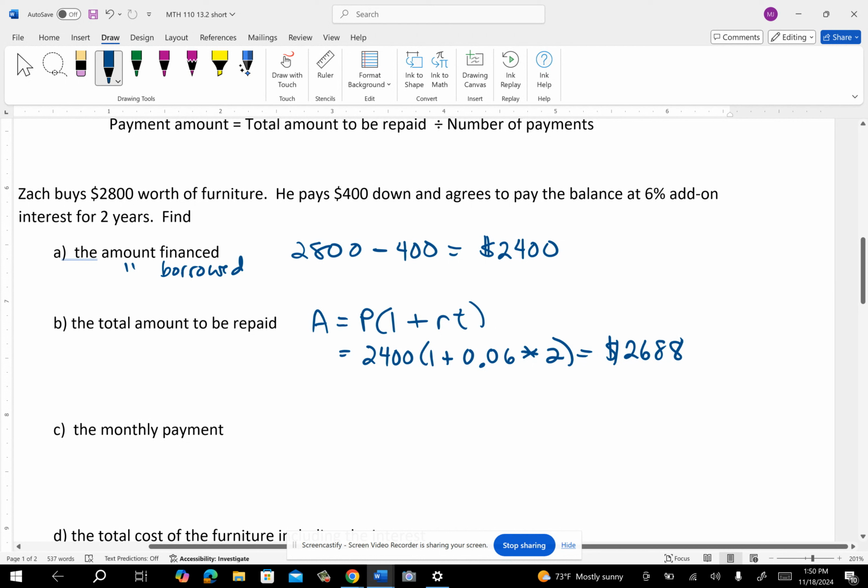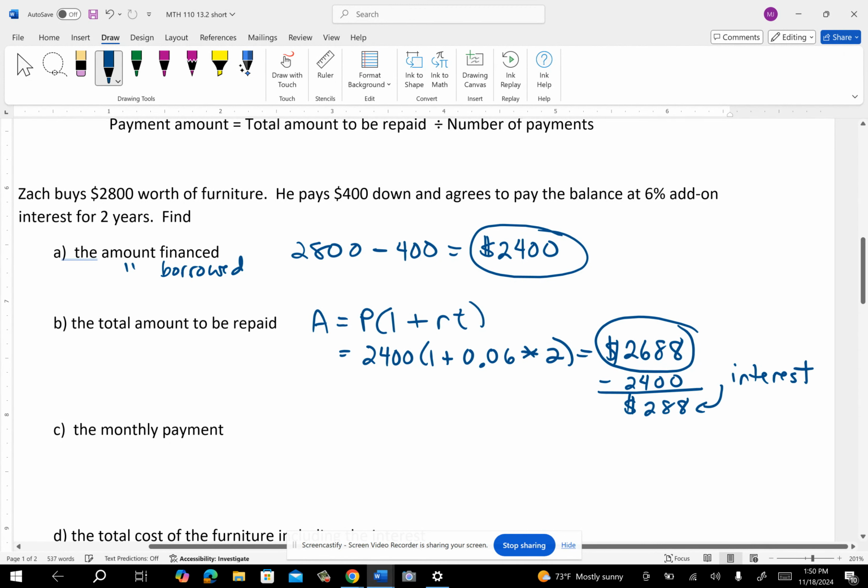So you see, when you think about that, that's the answer to part B. That was the answer to part A. When you think about that, he only borrowed $2,400, but he's paying back $2,688. That difference, that $288, that would be the interest. So that's the added fee for borrowing the money rather than paying for it all up front.